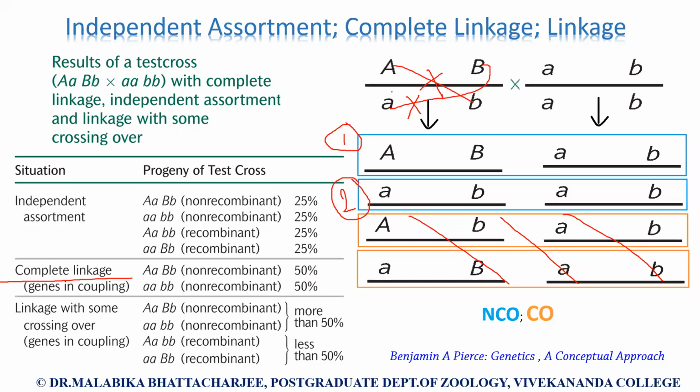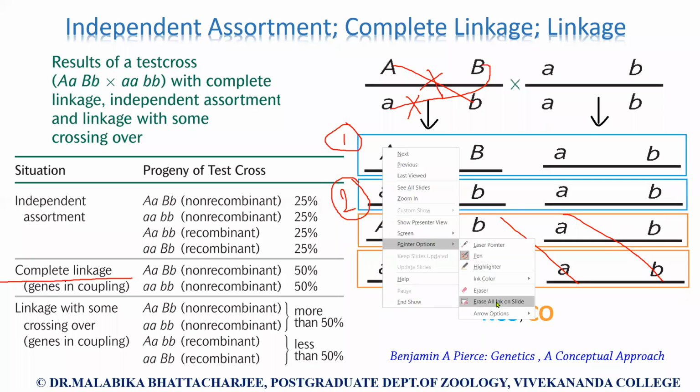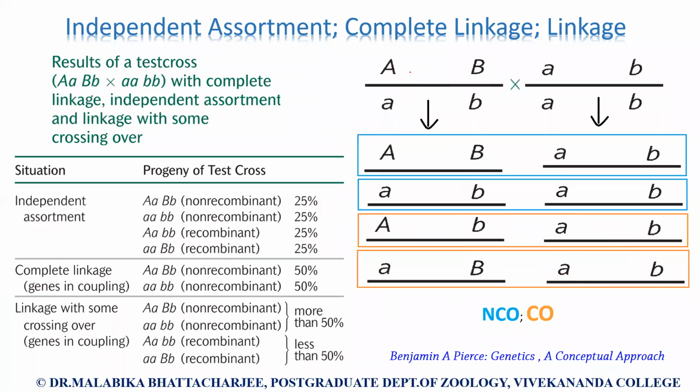Genes in coupling, that is A and B, are coupled. You cannot separate them, and they are not separated during meiosis. They move together. Finally, there might be some other conditions. I have shown you the two extreme conditions. One extreme says that the genes are not at all linked, so they are independently assorted. We are getting all the 4 types in the ratio 1:1:1:1.